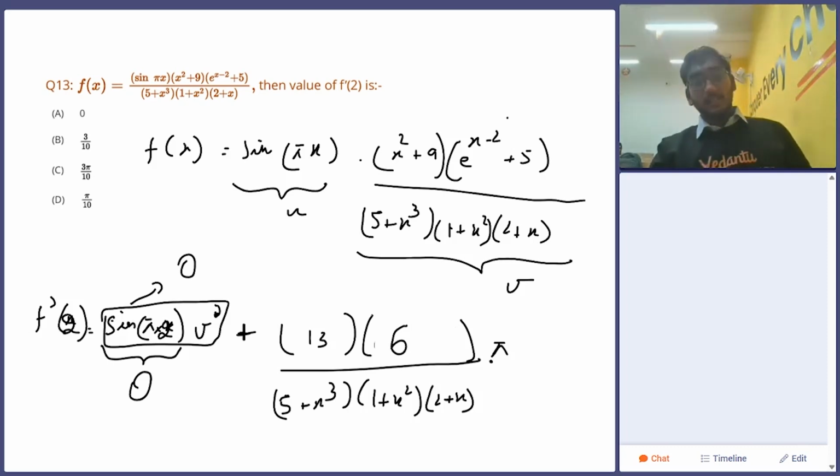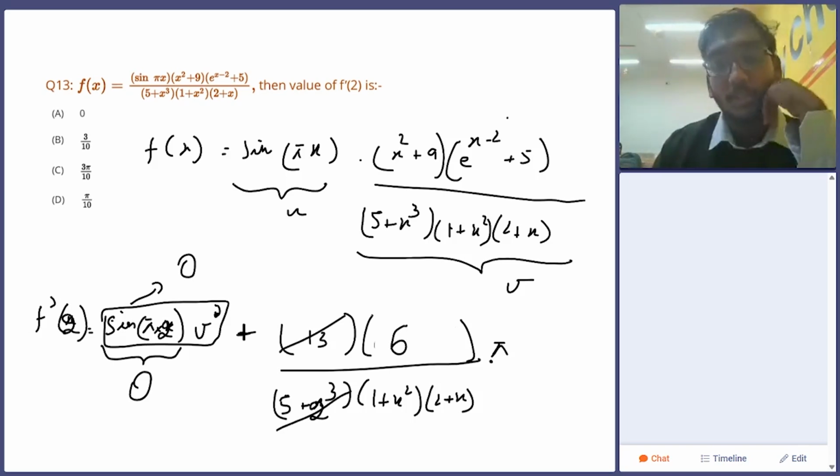Okay, and what about here? When you put x is equal to 2, this will also be 13, right? Because it is 5 plus 2 cube, that is 13. So it cancels with this 13 in the numerator. And 2 more terms we have, okay?